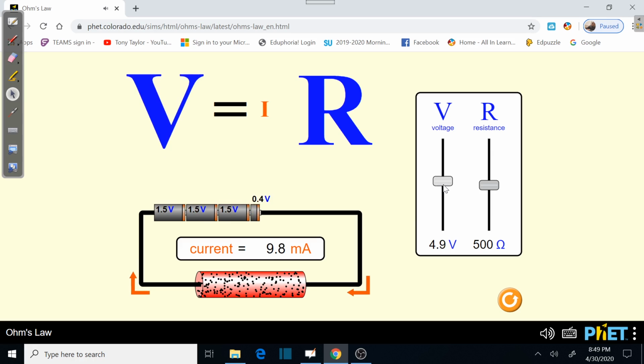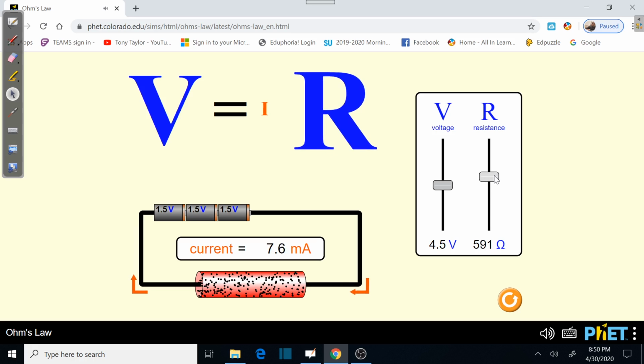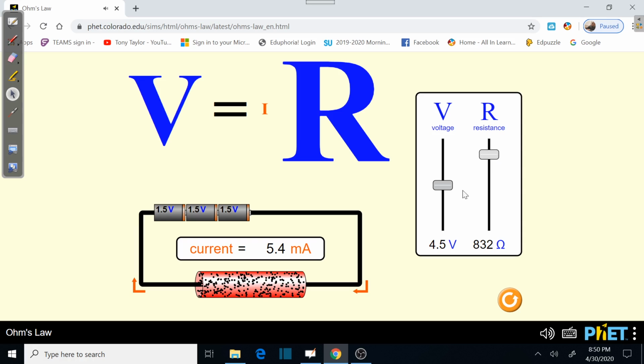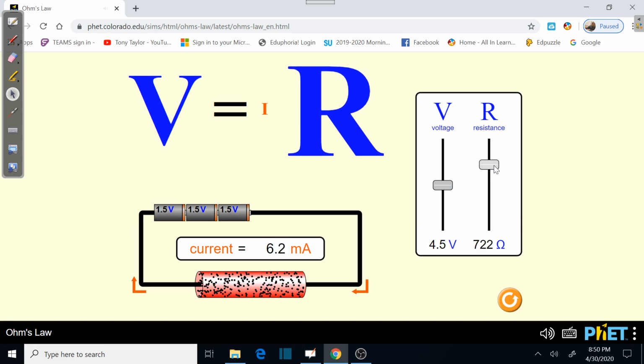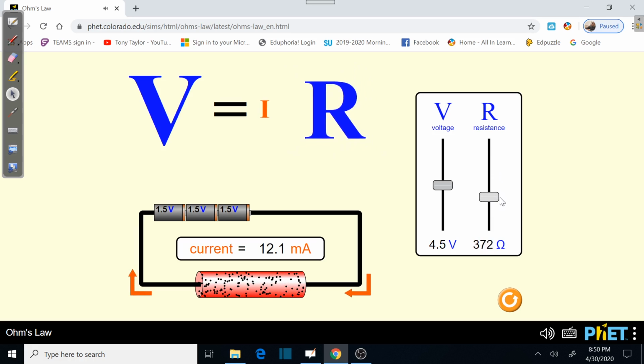Now let us hold voltage constant and change resistance. Notice as we increase resistance, notice how current decreases. And as we decrease resistance, notice how current increases.